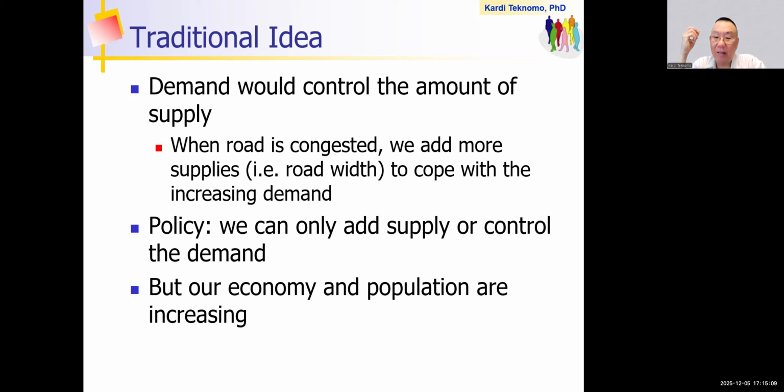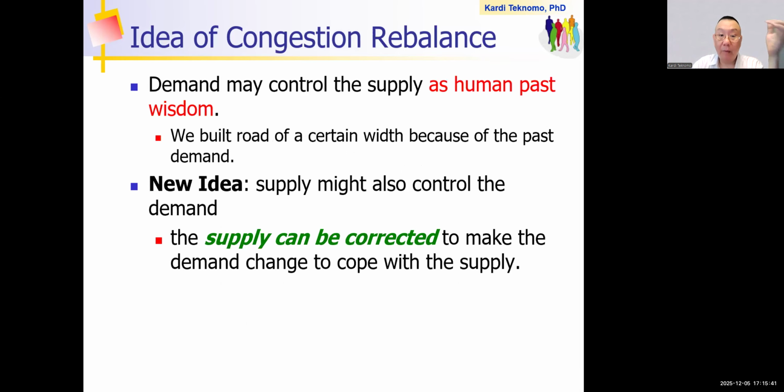When we only think that demand controls the supply, we can only add supply or control the demand, isn't it? Since our economy and population are increasing, unless there is a war, adding the supply and controlling the demand are extremely difficult tasks. Yeah, so that is the traditional idea. So a new approach is necessary. I have an approach that is more holistic.